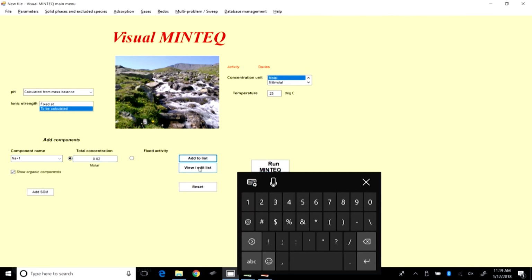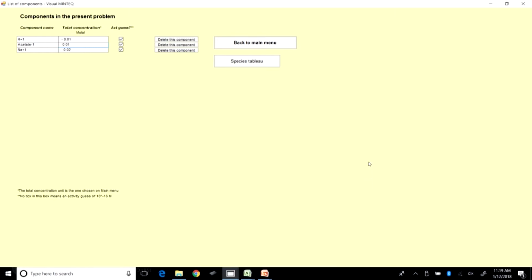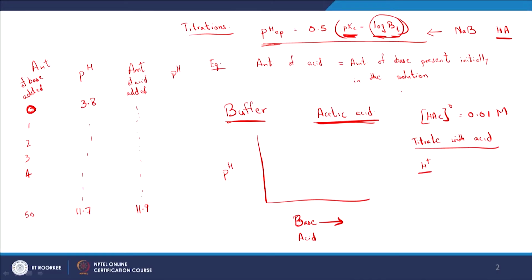So add to the list. So again, what does this mean? We are initially adding NaAc and NaOH, right. So that's the case how we are ending up with this particular case, right. Anyway, in case people are confused, let's go back to the slide and come back to it.